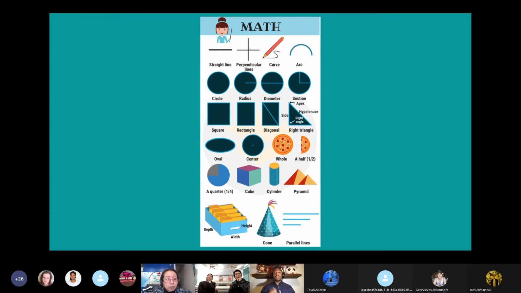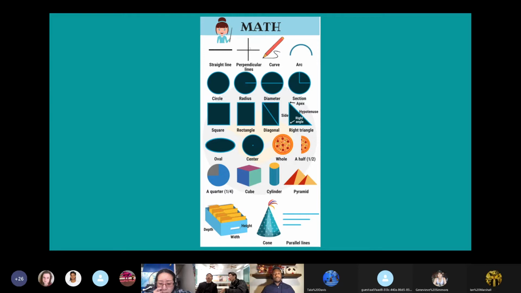Then there is a section. So that's about a quarter of a circle in that section. We've got square, rectangle, and then the diameter or diagonal of a rectangle is there too. And if we took that rectangle and took the triangle out, we could then see that we have the side of the triangle, the apex of the triangle, and the hypotenuse. So the hypotenuse is the diagonal piece of a right triangle there.